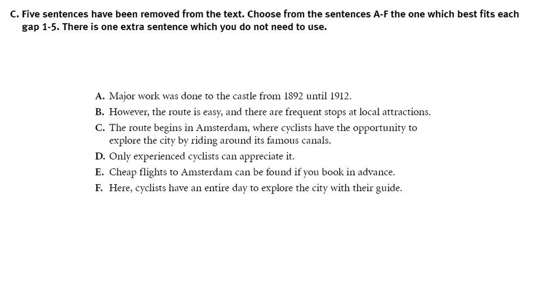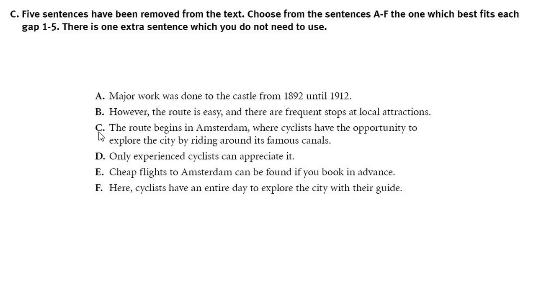C. 5 sentences have been removed from the text. Choose from the sentences A to F the one which best fits each gap, 1 to 5. There is one extra sentence which you do not need to use. A. Major work was done to the castle from 1892 until 1912. B. However, the route is easy and there are frequent stops at local attractions.